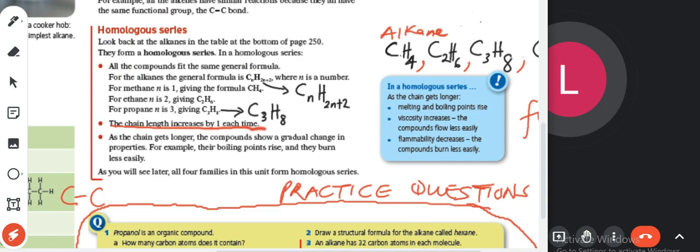and their chain length increases by 1 each time, from meth to eth, from eth to prop, from prop to but. And of course, as the chain length gets longer, the compounds show a gradual change in properties. They can become more viscous as the chain length increases, or their melting and boiling points also rise as the chain length increases. The compounds flow less easily as they become more viscous, and they burn less easily. They become less flammable.